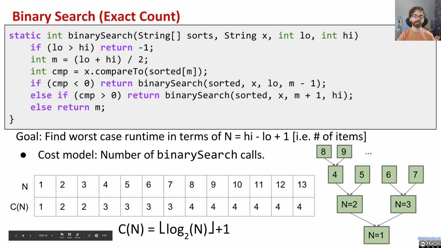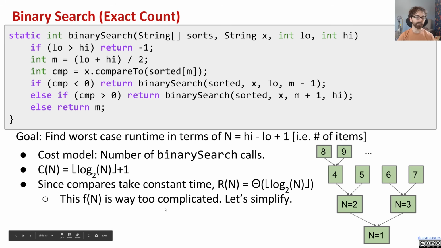Where did I get this expression? Careful inspection of this pattern. And you can double check my work later if you'd like, but this is an expression that I came up with. There are other expressions very close to this which also work, but that's the one I picked. So this is the exact number of calls to binary search that you get as a function of n.